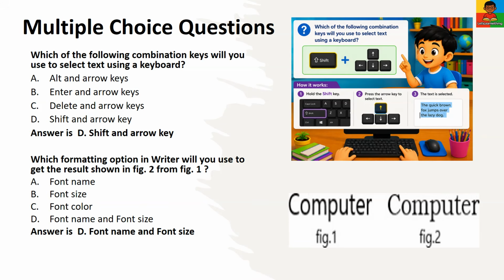Next, which formatting option in Writer will you use to get the result shown in Figure 2 from Figure 1? A. Font name. B. Font size. C. Font color. D. Font name and font size. The correct answer is D. Font name and font size.